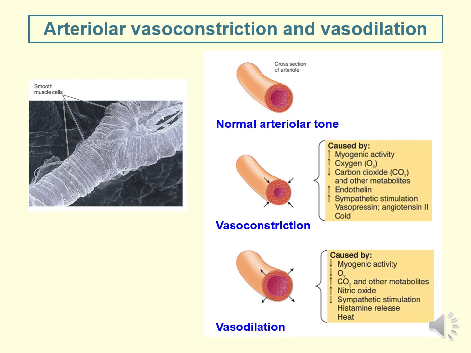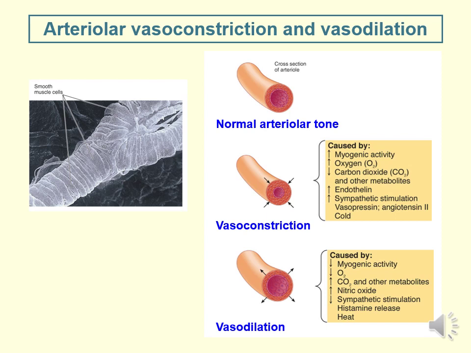So when smooth muscle cells contract, you'll get vasoconstriction. There are other things which cause blood vessels to vasoconstrict. So there's a number of substances such as endothelin. Angiotensin 2 is a substance which is circulating throughout your bloodstream. It acts on angiotensin receptors. Endothelin acts on endothelin receptors to cause vasoconstriction.